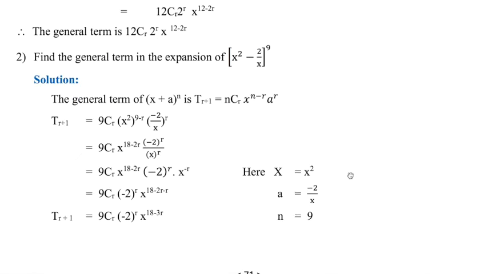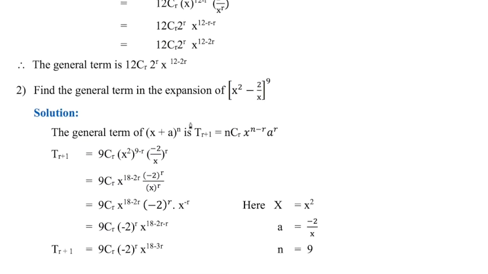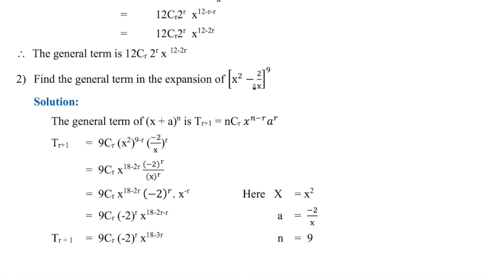Find the general term in the expansion of (x square minus 2 by x) whole power 9. Similarly we will do it. n is 9, so 9Cr, x power n minus r, x square in place of x, so x square power 9 minus r, a power r, in place of a minus 2 by x is there, so minus 2 by x whole power r. Now you do the simplification, you will get 9Cr minus 2 whole power r x power 18 minus 3r.